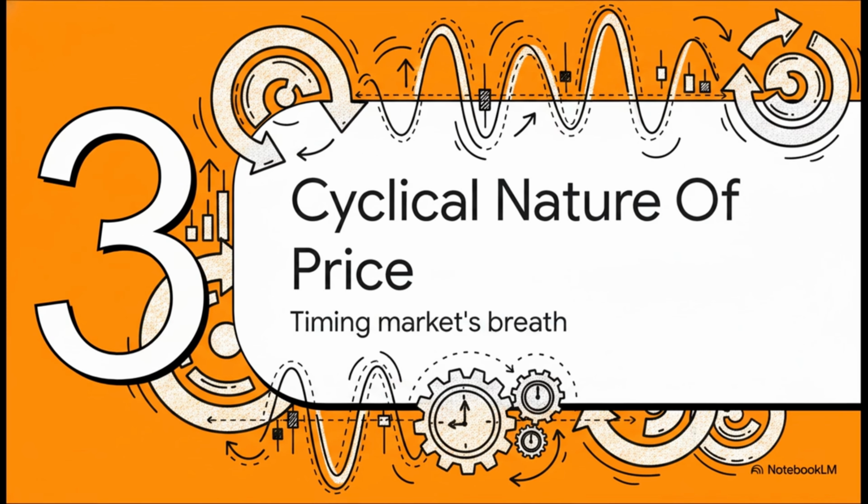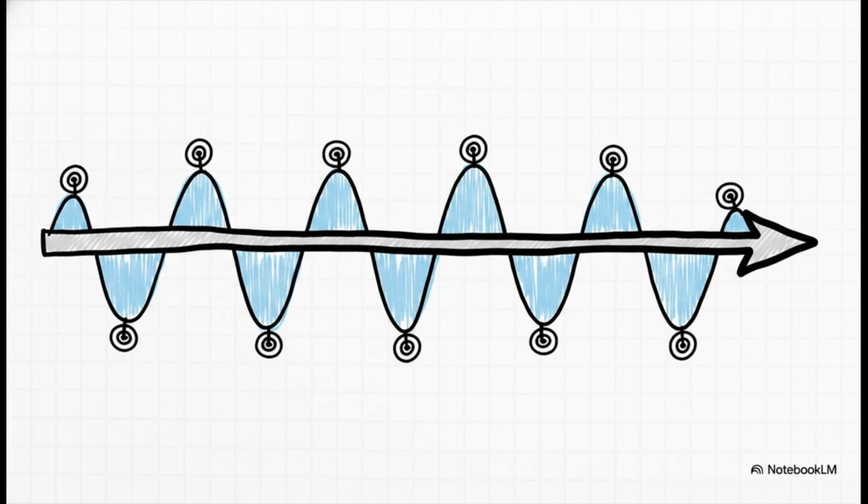Okay, section 3, the cyclical nature of price, timing the market's breath. So now that we know the shape of the move, our source shifts focus to the timing. And listen, this is a major trap a lot of folks fall into. You cannot call these time cycles.